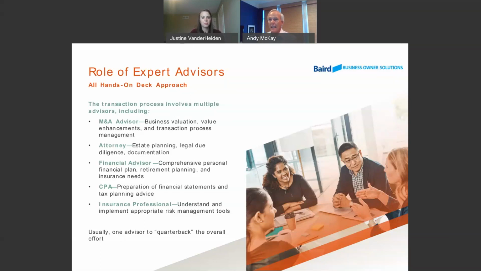And then from the financial advisor standpoint, it entails comprehensive personal financial planning, retirement planning, in many cases, insurance is part of that. The CPA is critical in looking at making sure the financial statements are in good shape and working on the tax planning that can really have a huge impact on after-tax proceeds. And then finally, an insurance professional to make sure that all of those items are the I's are dotted and the T's are crossed. And then someone that has to sort of drive this overall effort.